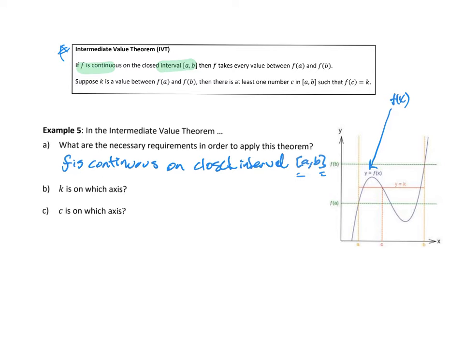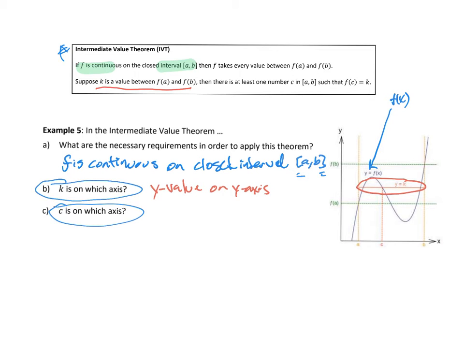Once you have those requirements, then when we talk about letter k, what kind of a value is k? Well, k is a y value, right? k is between f(a) and f(b), so k is a y value on the y-axis. And you can see that right here. And then this last question here, c is on which axis? Well, c is in [a, b], meaning that c is an x value on the x-axis. So there are actually three examples of c here that all have the same k value. This one, actually, yes, one, two, three. So all these guys are c. They're all between a and b on the x-axis.